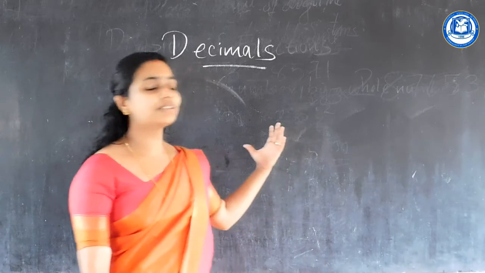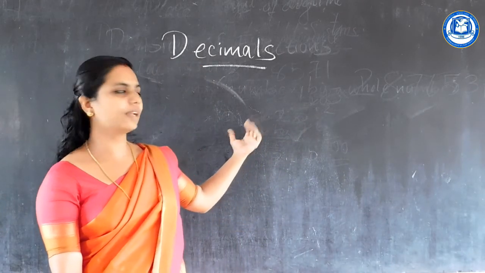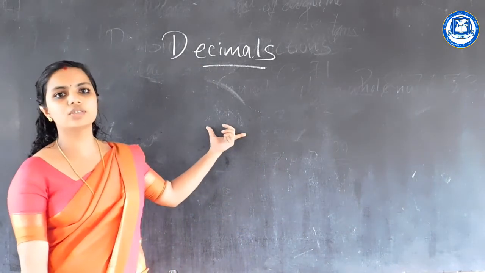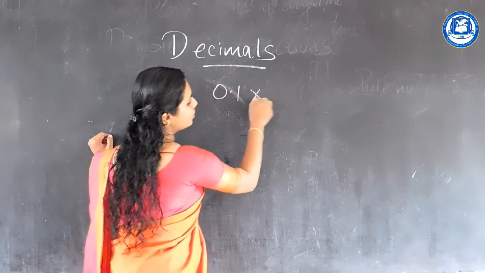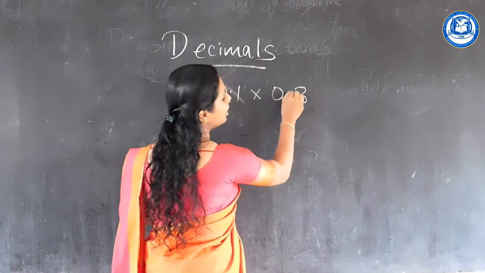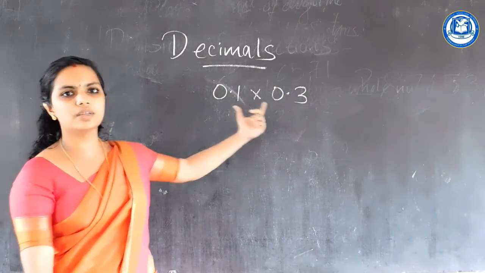Okay, now next we can study how we will multiply two decimal numbers. For example, 0.1 into 0.3. Here now we are multiplying two decimal numbers.